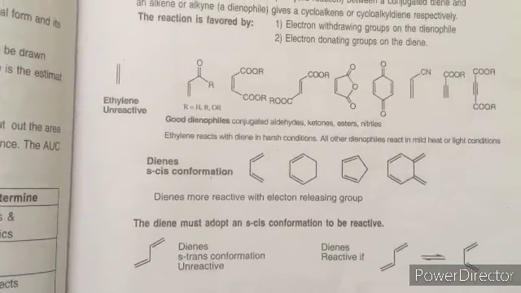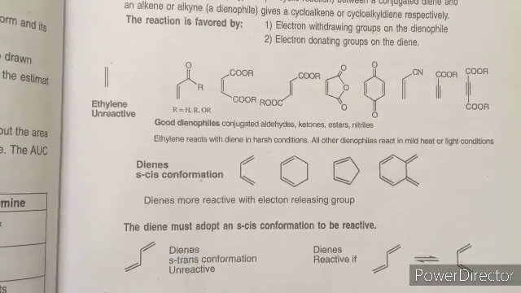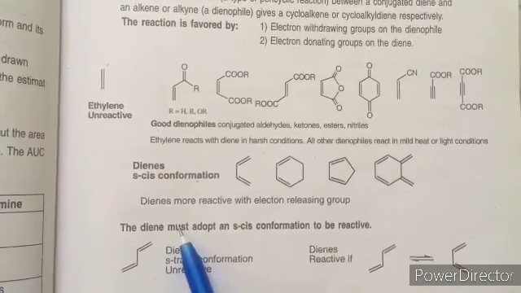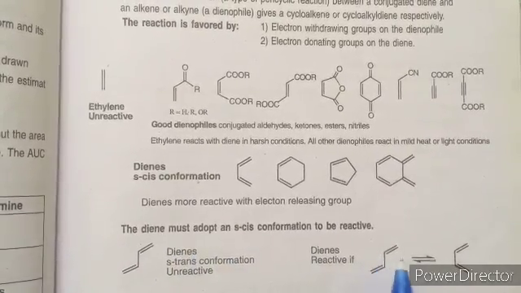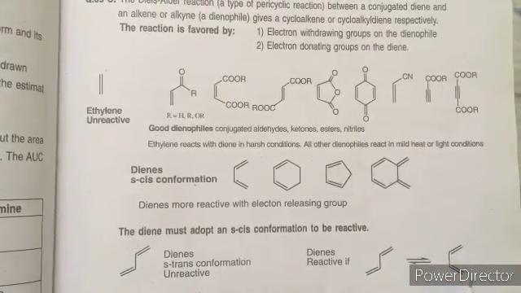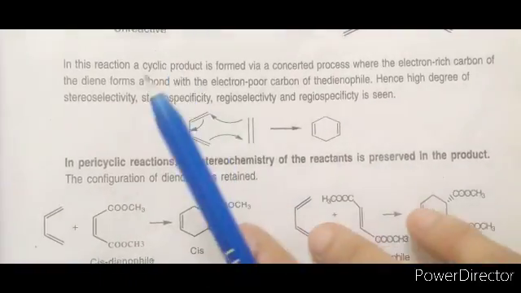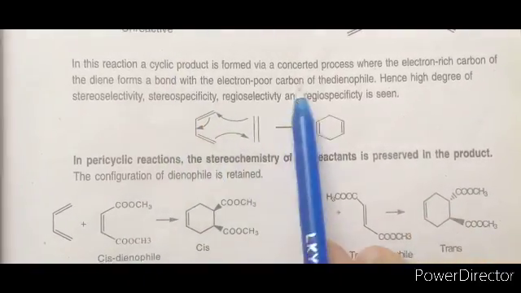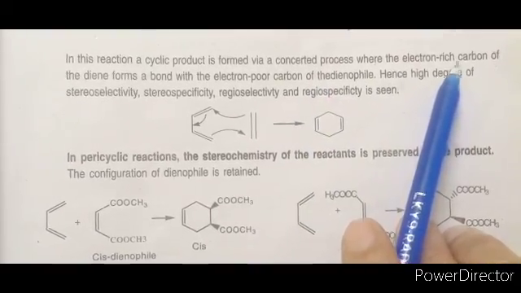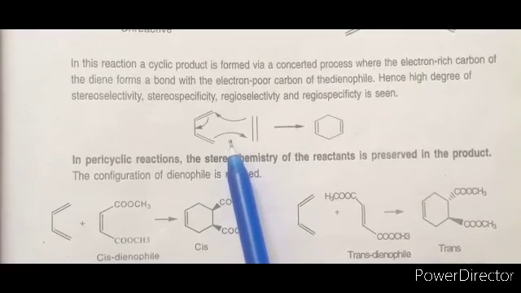Now here you can see this is the dienes trans conformation. This is S-trans. Okay, this is unreactive. This will be reactive if by equilibrium this becomes like this. Now in this reaction the cyclic product is formed by a concerted process where the electron rich carbon of the diene forms a bond with the electron poor carbon of the dienophile.